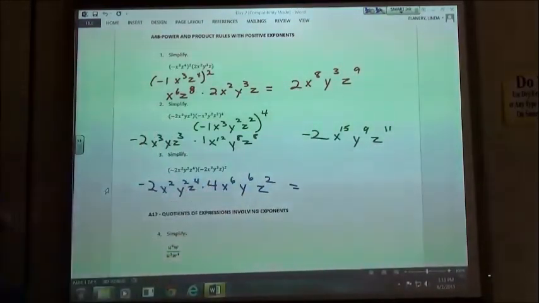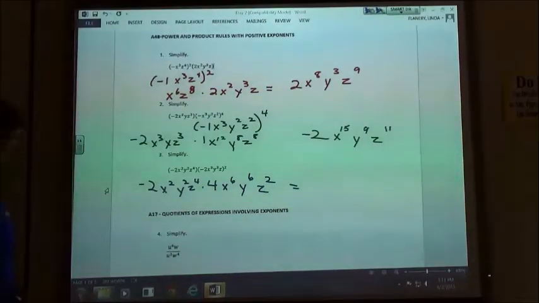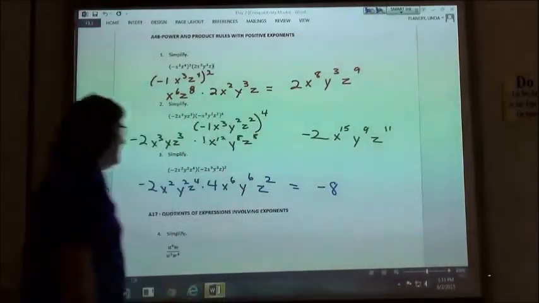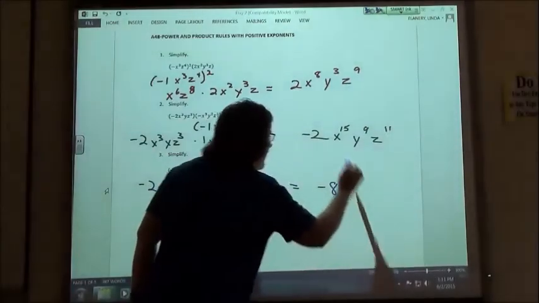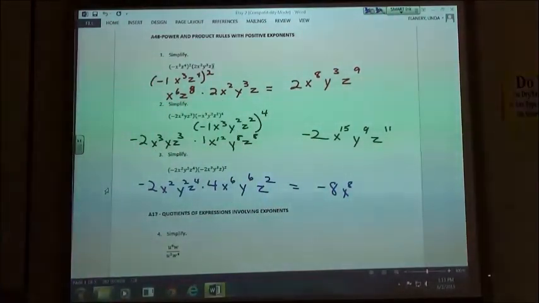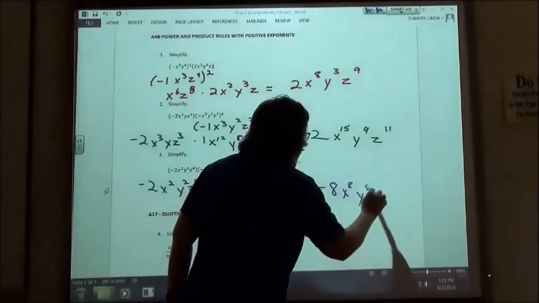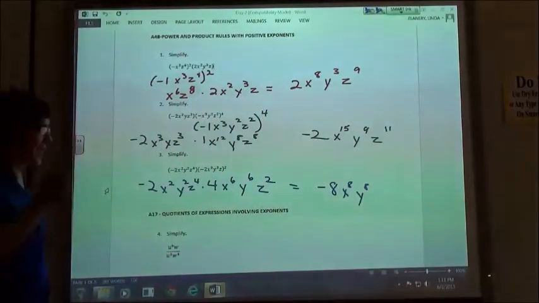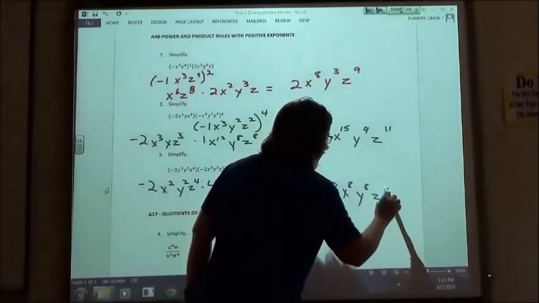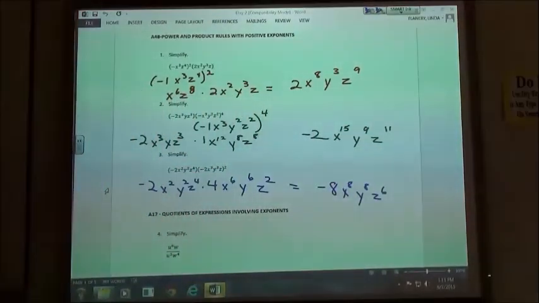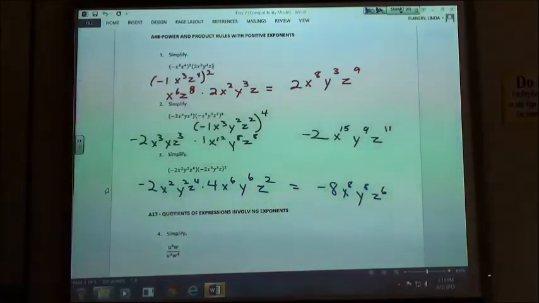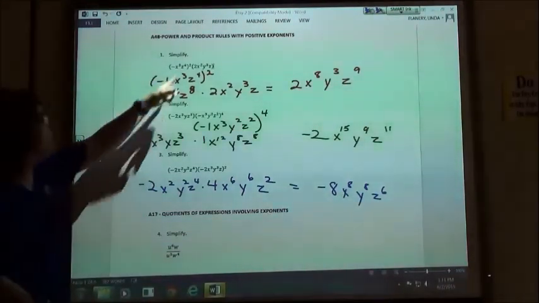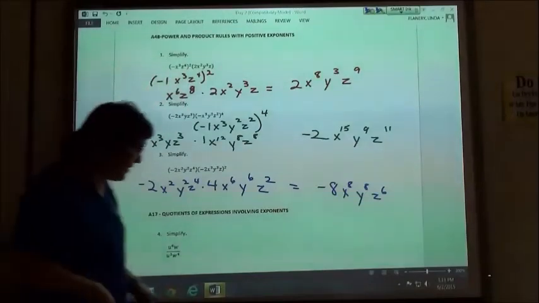So my answer would be -8 x to the 8th, y to the 8th, and z to the 6th. All right. So just watch that one, that negative is there. That's probably the most common mistake I see people do, is when it's an even exponent on the outside that they forget to make that positive.